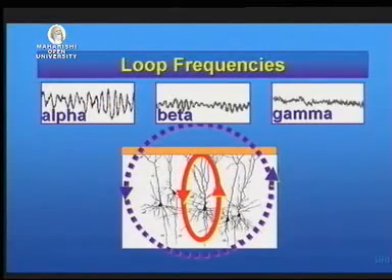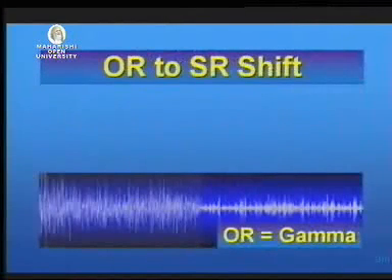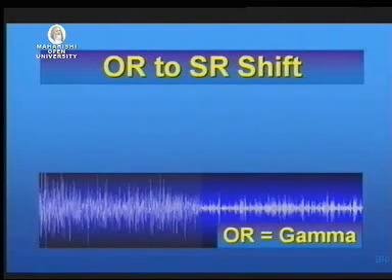So we have alpha, beta, and gamma. Slow, medium, and very fast frequencies or rhythms or oscillations or motions of that circular back and forth motion. And here's an example of what happens during meditation. On the bottom is this shift from object referral to self-referral, a shift from the surface levels of fragmented awareness to the deep, deep levels of self-referral experience of Atma.